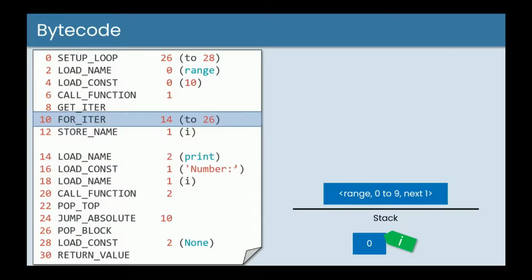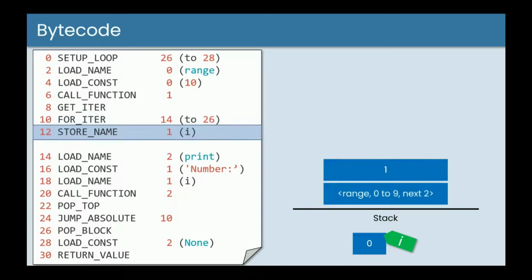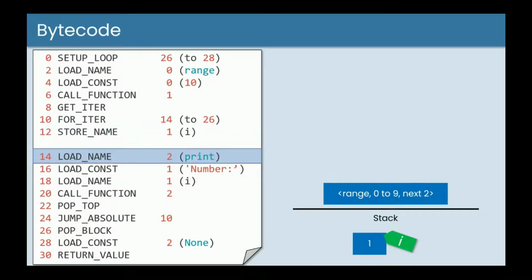And there's our for-iter again. So this just keeps looping now. For-iter runs again, pulls one value out of the iterator, puts it on the top of the stack. It's 1 now. You want to store that into the name i, so it gets stored there. Then it would load name print, and you get the idea. It's going to keep doing this, 0 to 9.